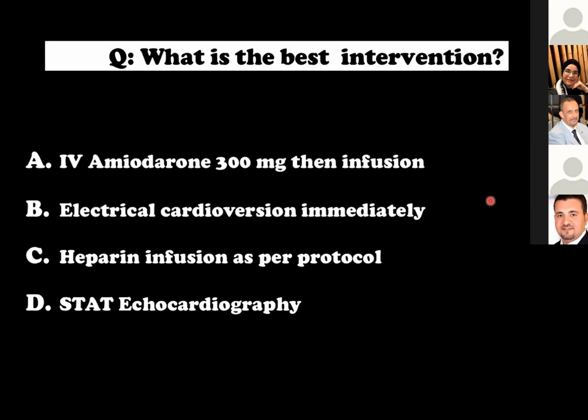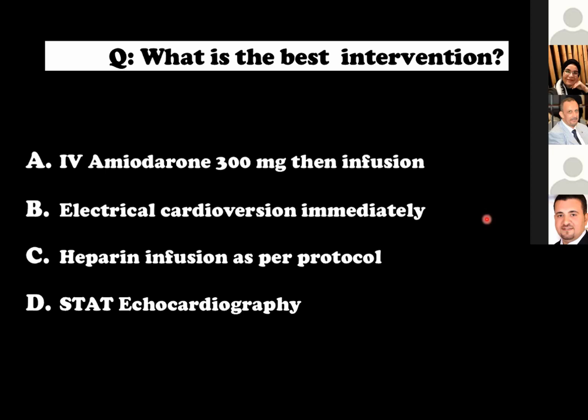A is to give Amiodarone, 300 milligram stat, then infusion. B, electrical cardioversion immediately because the patient is hypotensive. C, heparin infusion as per protocol because we label it as atrial fibrillation. Or D, you will go for a stat echo.